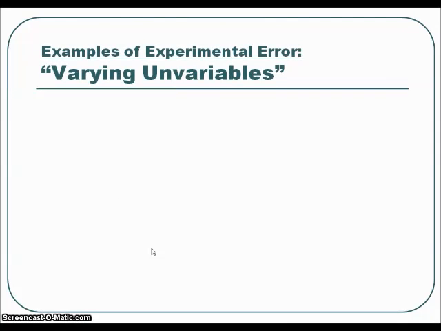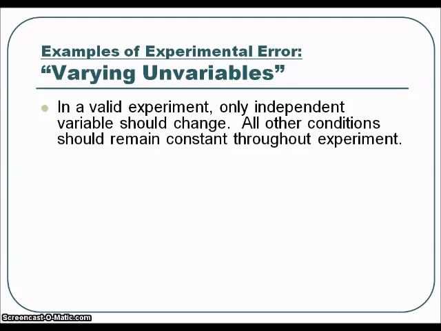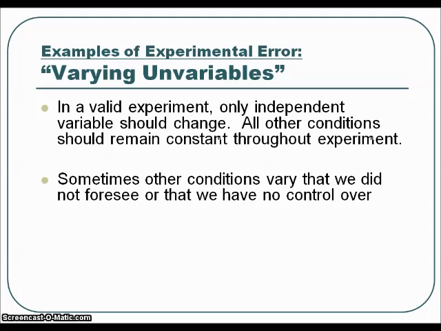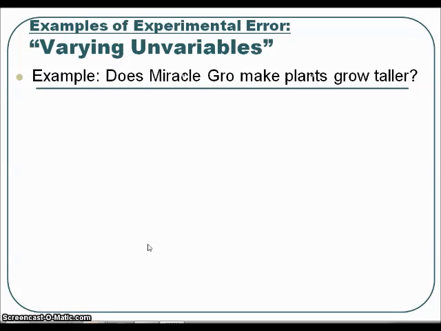So one last thing, I don't know if it's the last thing here, but another possible source of error is what I'm going to call varying unvariables. When you are doing an experiment, there should only be one condition that you are changing from trial to trial. All the other variables should remain constant. It's called isolating your variables. In a valid experiment, you should always be doing that, where only one thing is changing. But sometimes things beyond our control will change, that we have no control over, or maybe things that we didn't think about.